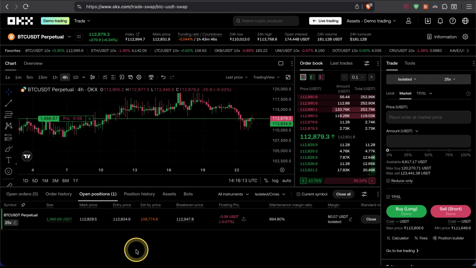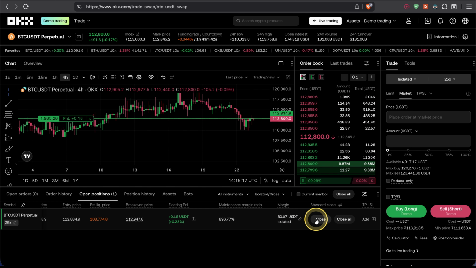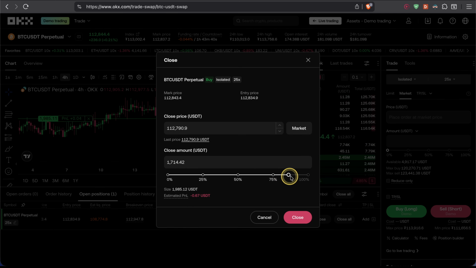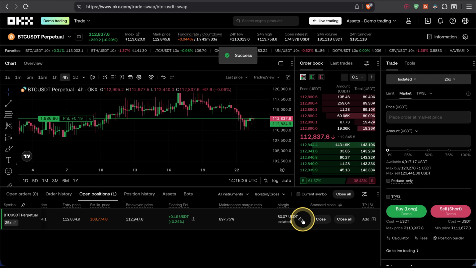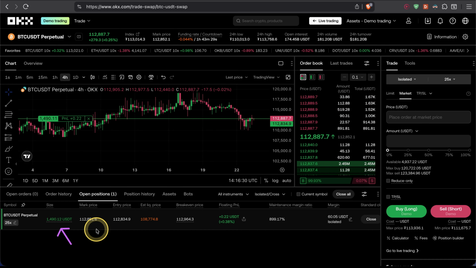To close 25% of our opened trade on OKX, simply go here to the right, click on close, and then choose how much percent you want to close. In this case, I'm going to close 25% of my trade, which is around about $500. And if I click on close right here, you will see now I've decreased my position size down to $1,500.